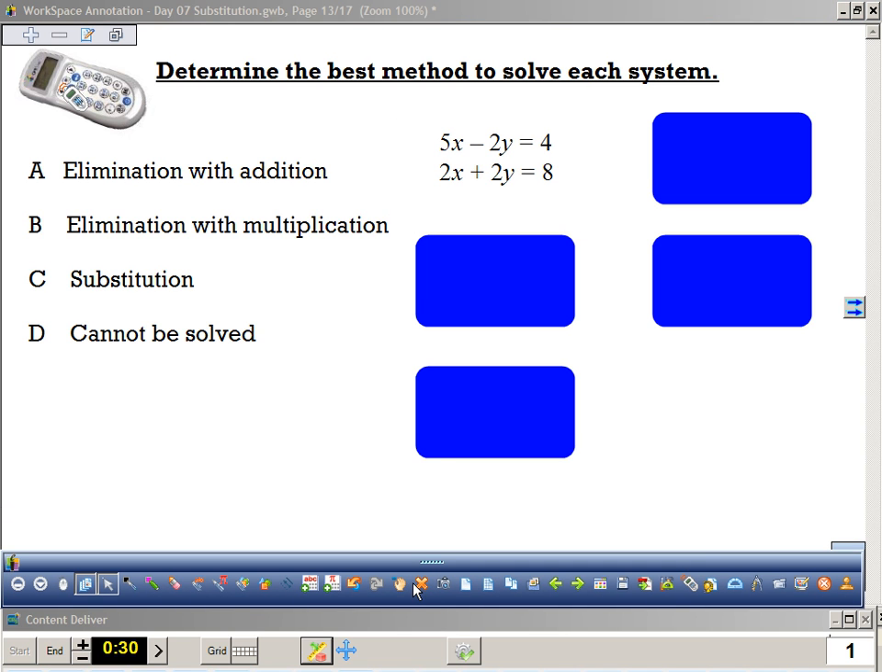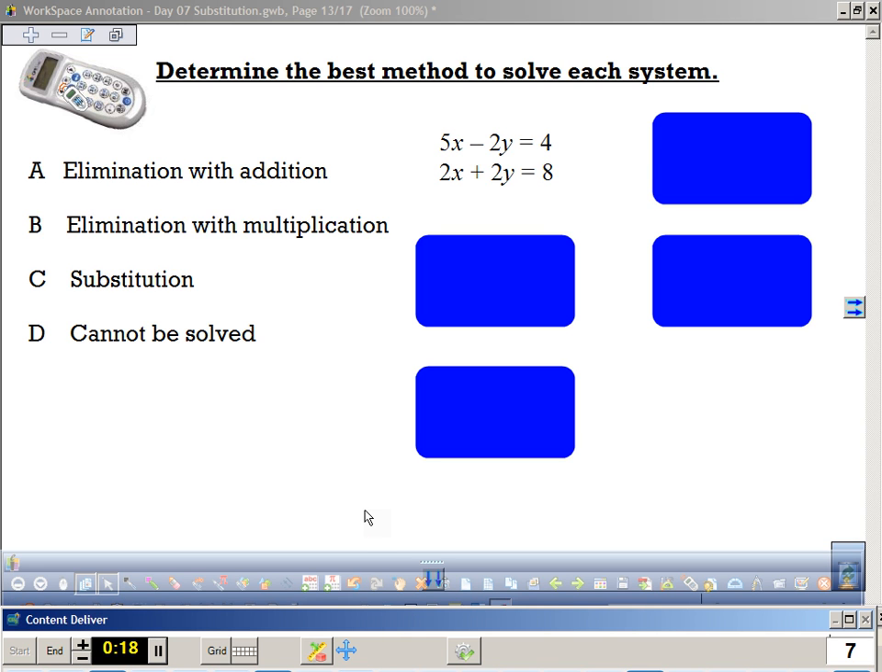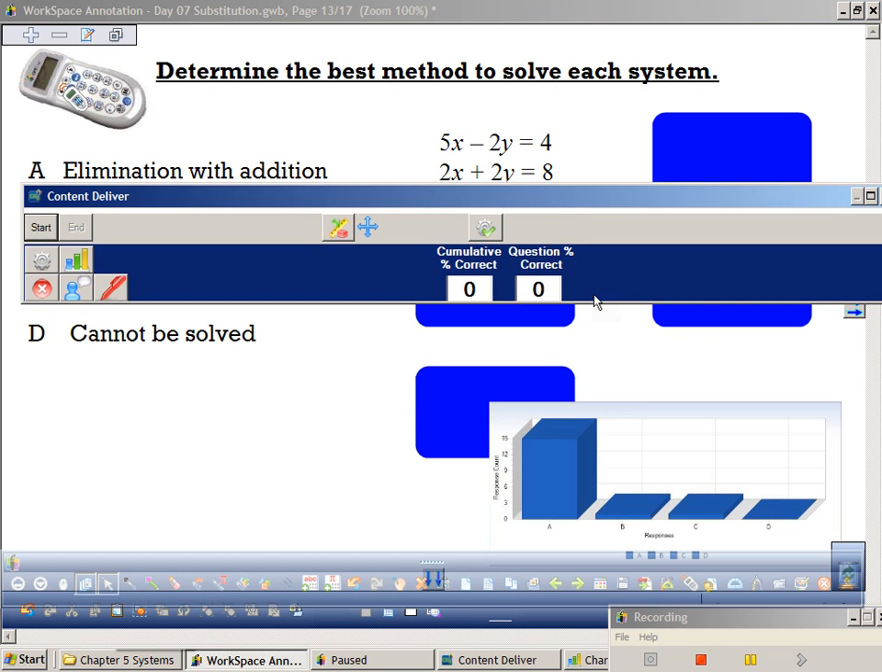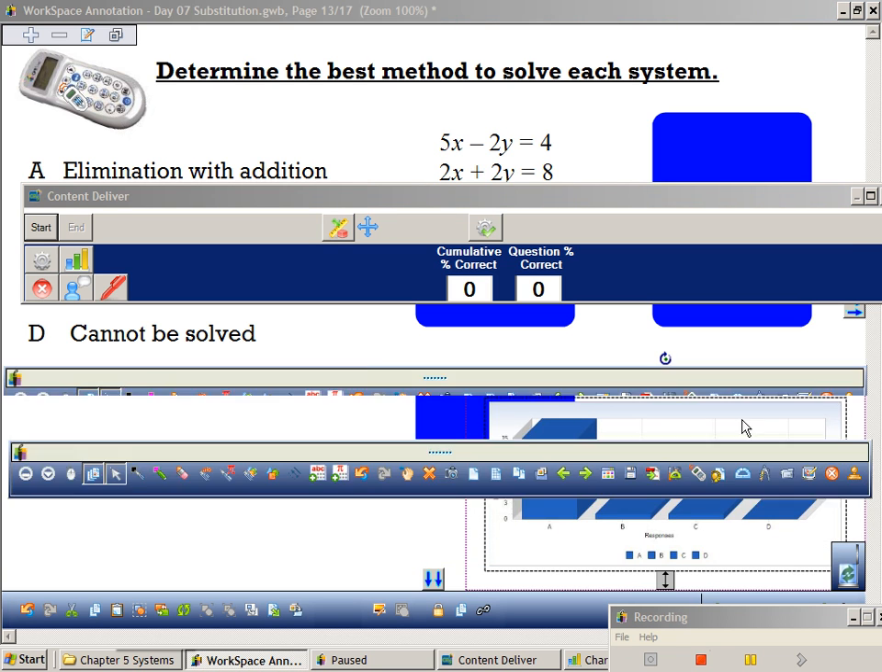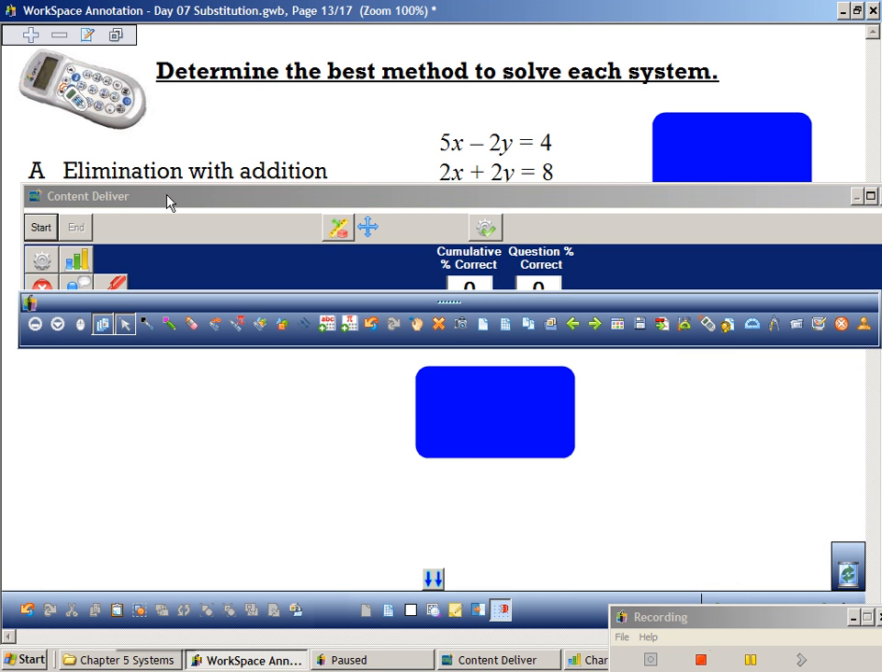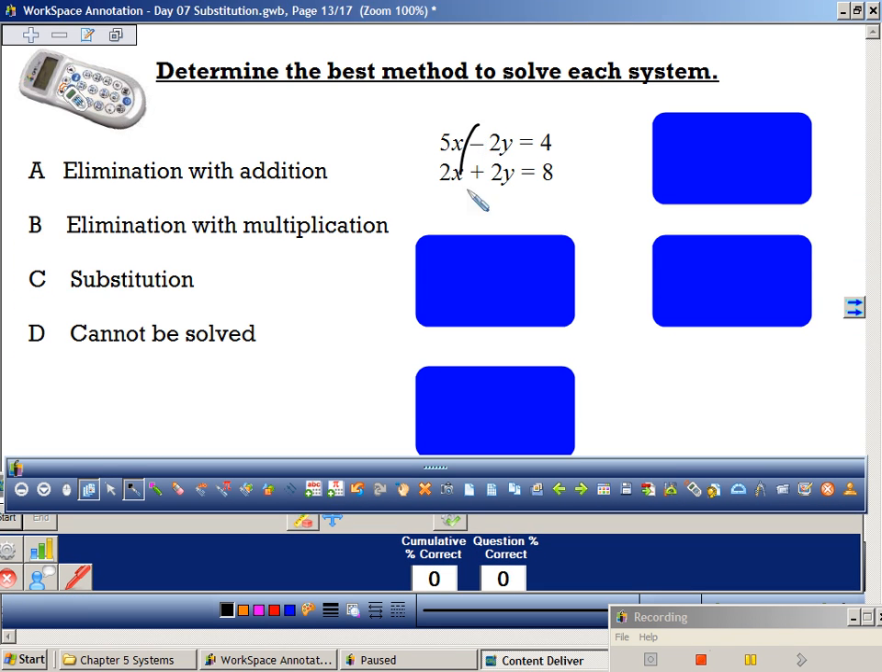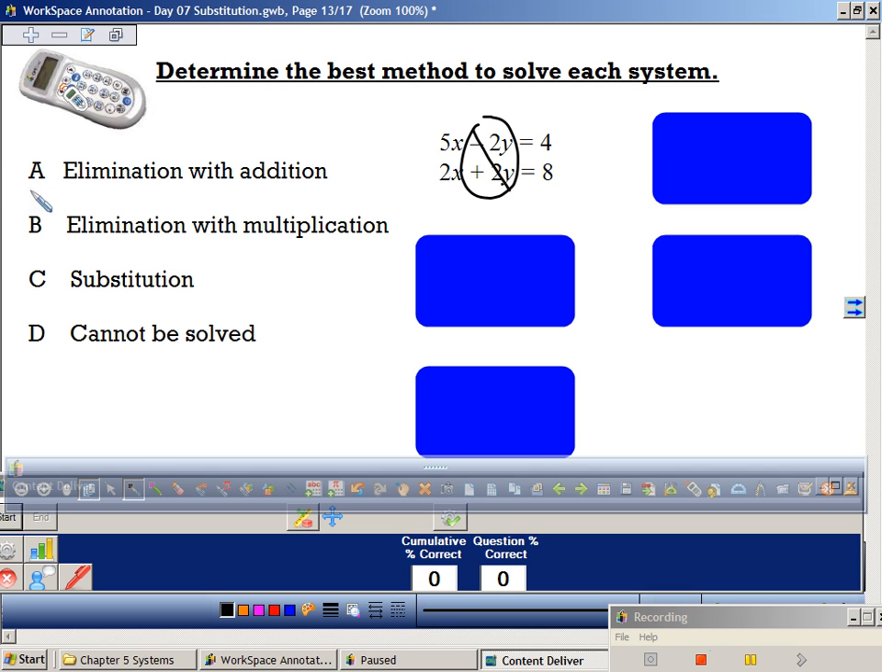Okay. What's the best method to solve that one? 20 seconds. Pick one. I think you guys all have it. Oh, people are saying, I thought you meant what about the A? No, A is right. Elimination with addition, right? You just have to add those two together. A would be the best way to do it.